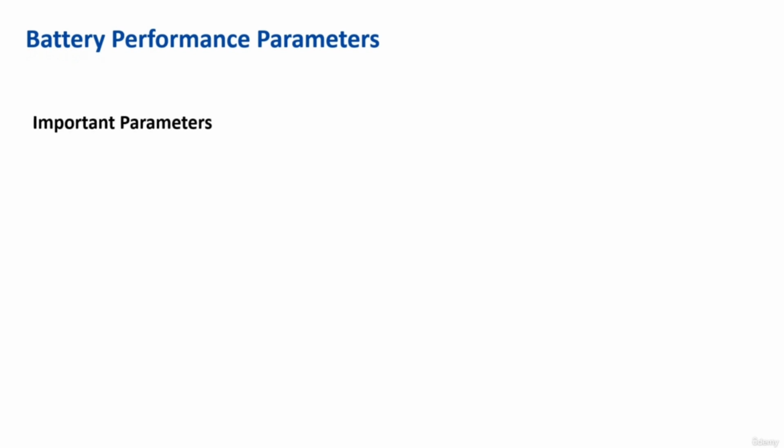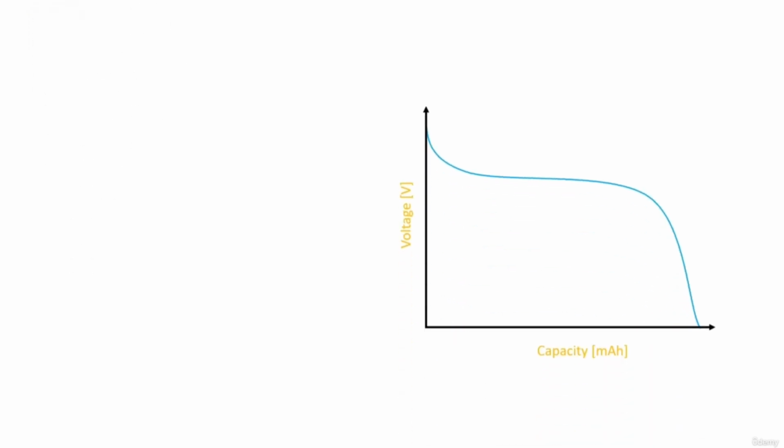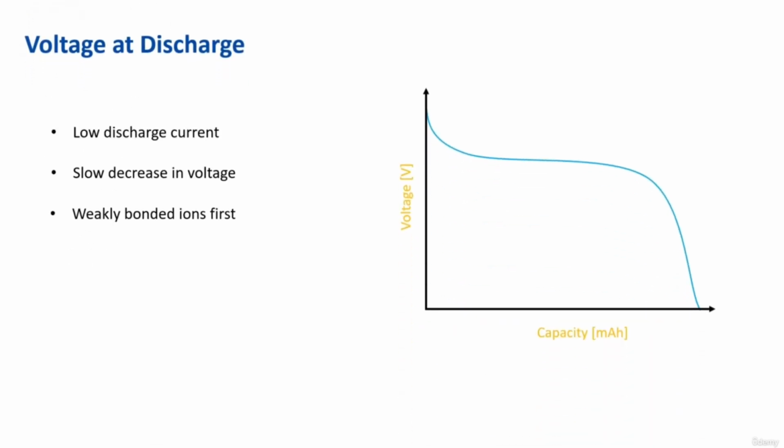The most important battery performance parameters are the capacity, state of charge, efficiency, energy content, the energy density, cycle life, and C rates. I'm going to explain those one by one. To understand the capacity, let's look at the voltage when the lithium-ion battery is discharged at constant and low current. The resultant variable voltage will look like this.